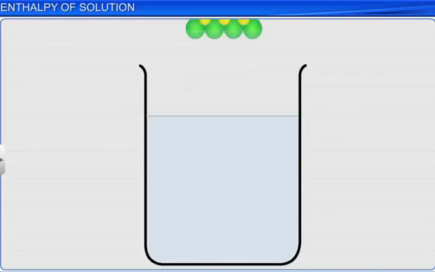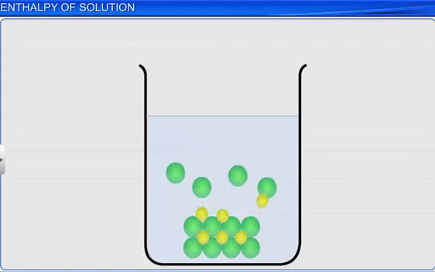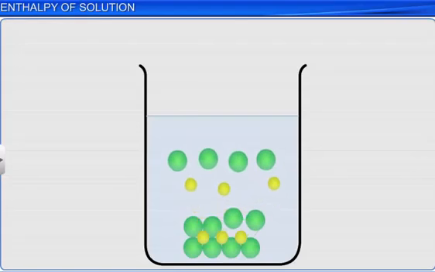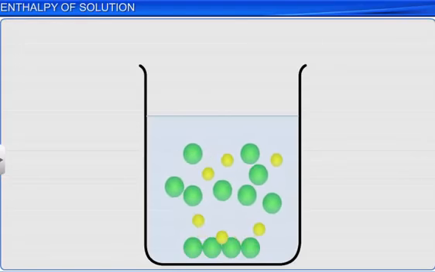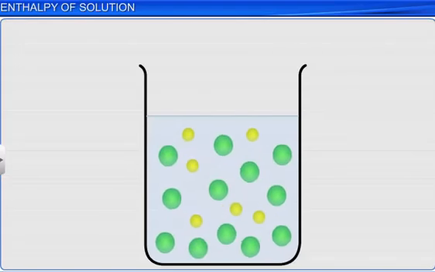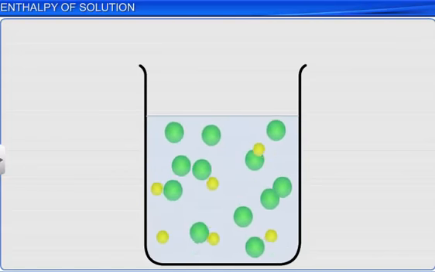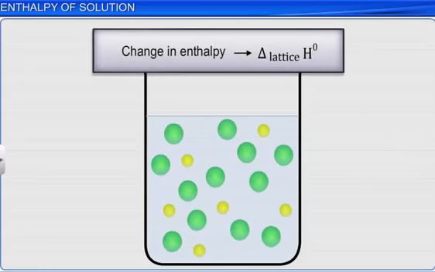When it is dissolved in a solvent, its ions leave their ordered positions on the crystal lattice. A certain amount of energy is required for conversion of an ionic compound to its ions. This energy is known as lattice enthalpy and is denoted by ΔlatticeH0.